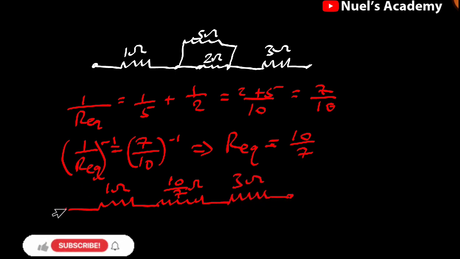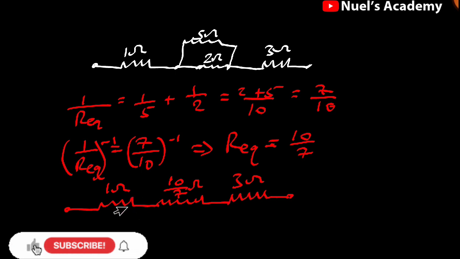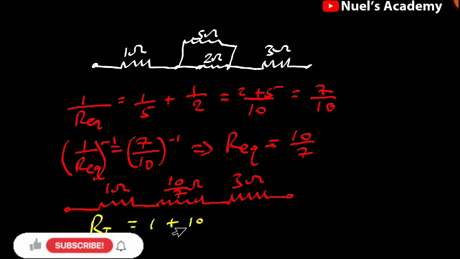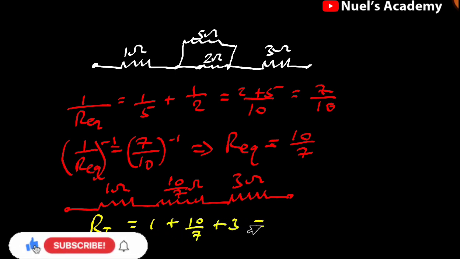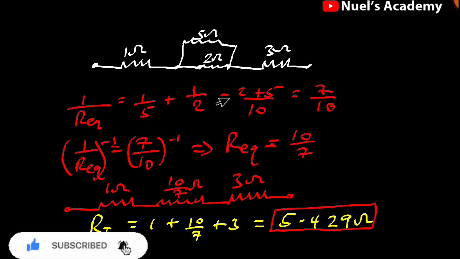So let's now find the total resistance here. I don't know why I keep on saying capacitance. Now the total resistance, or overall equivalent resistance, let me just write it as RT, is equal to 1 plus 10 over 7 plus 3. Now if you punch this in your calculator, we're going to get 5.429 ohms. So this is the total resistance of the resistors in this given circuit. And let's solve another one.